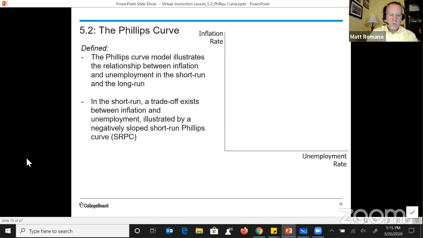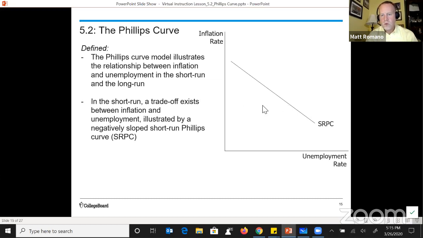In the short run, we are going to assume the Phillips curve is going to illustrate that a trade-off exists. This is only in the short run, keep that in mind. And because we say a trade-off exists, a negative relationship or inverse relationship exists between inflation and unemployment, we're going to show this as a negatively sloped short run Phillips curve. So our SRPC is going to have a negative slope to it, and it's going to indicate for any economy really that there exists a trade-off between these two indicators.